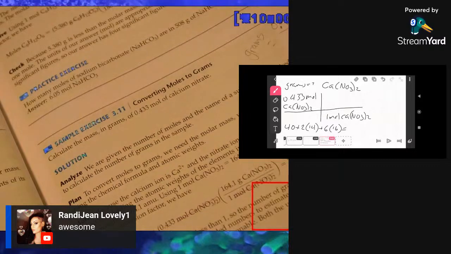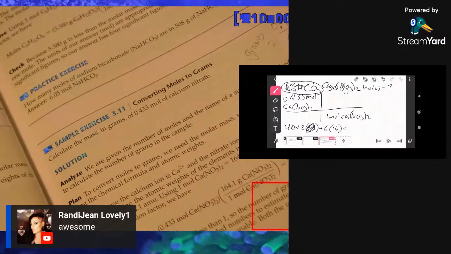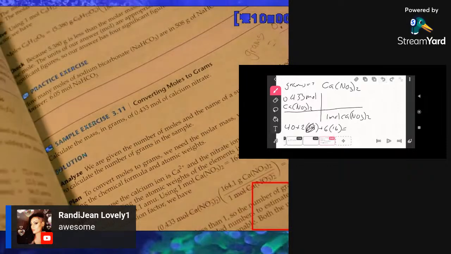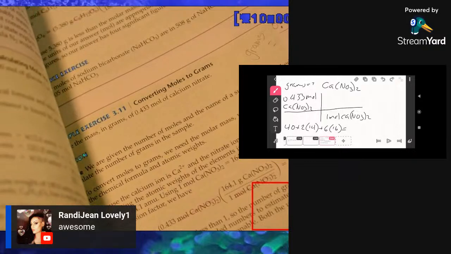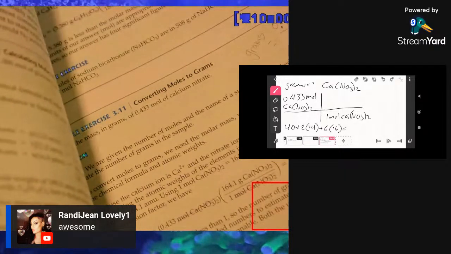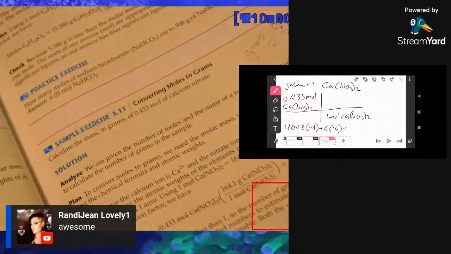Hold on, guys. Let me check the weight of nitrate real quick. I mean, not sodium. Nitrogen. Yeah, it's 14. All right. So what's 40 plus 28? That's 68. 68 plus 16 times 6.